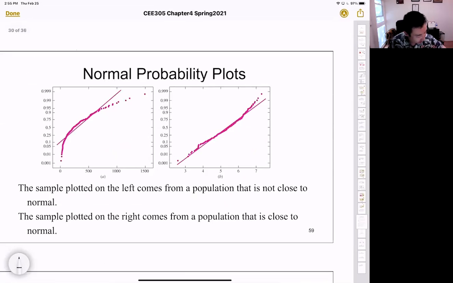All right, so here is the last slide for section 4.10. Here shows two probability plots. The sample on the left comes from a population that is not close to normal. Why? Because the dots are not close to a straight line. The sample on the right is much better. Even though it does not perfectly follow the straight line, it's much better than the first case. So in the second case, we can say it follows a normal distribution.